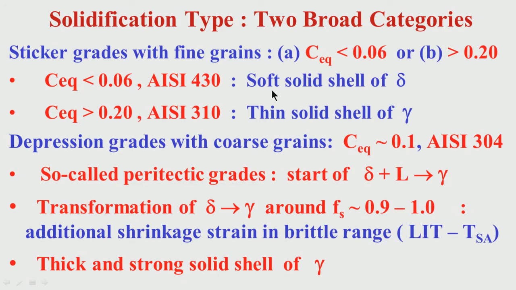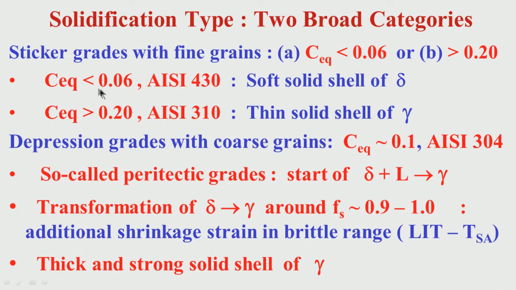Because it is soft, it cannot withstand the ferrostatic pressure. So, there will be tendency for sticking when it is in the mold. When the shell is coming out of the mold, it will indicate bulging tendency. So, sticking and bulging are basically originating from the same mechanism. So, either it is sticking within the mold or bulging below the mold. This characteristic is typical for certain chemistry ranges, either very low or very high.